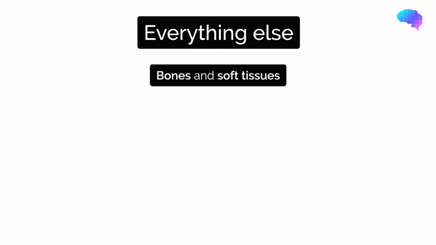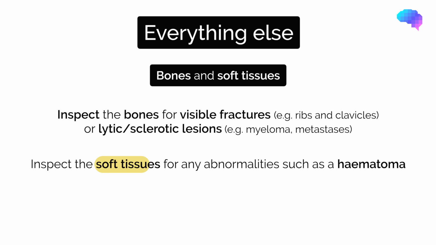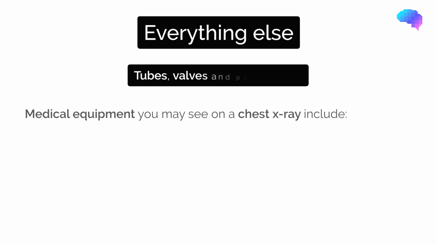Moving on to assessing the bones and soft tissues, you should inspect the bones, including the ribs and clavicles, for any visible fractures, lytic or sclerotic lesions. The presence of these may be suggestive of bony metastases. The soft tissues should also be inspected for any abnormalities, such as a hematoma, being mindful of normal variants, such as breast asymmetry. There are many pieces of medical equipment you may see on a chest X-ray.